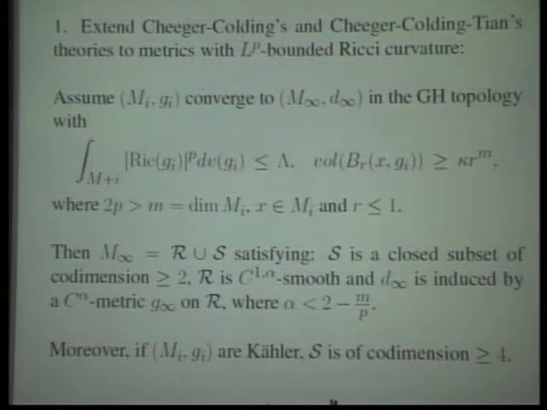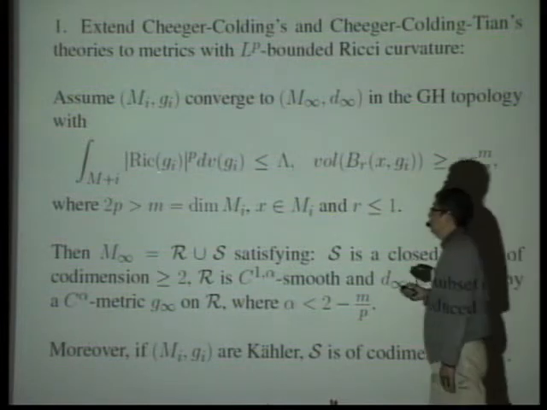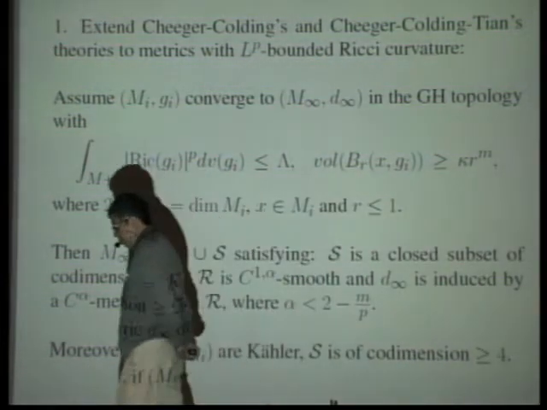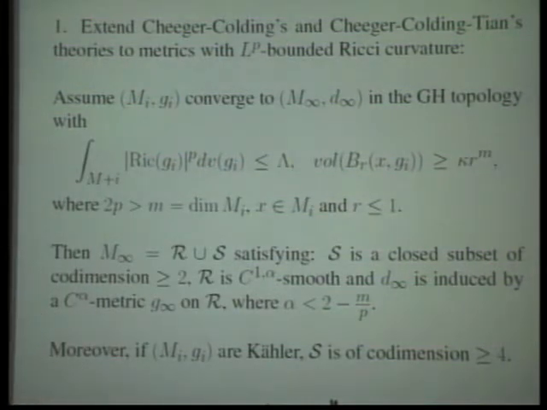Okay. So they did some extension which we used here. So we make these assumptions. Assume that, and this part has nothing to do with the flow. We just take any sequence of Riemannian manifolds with these two conditions. The Ricci curvature is L^p bounded, and oh sorry, this is p here, apparently it's a typo. Okay. But you need to impose the uniform non-collapsing condition.